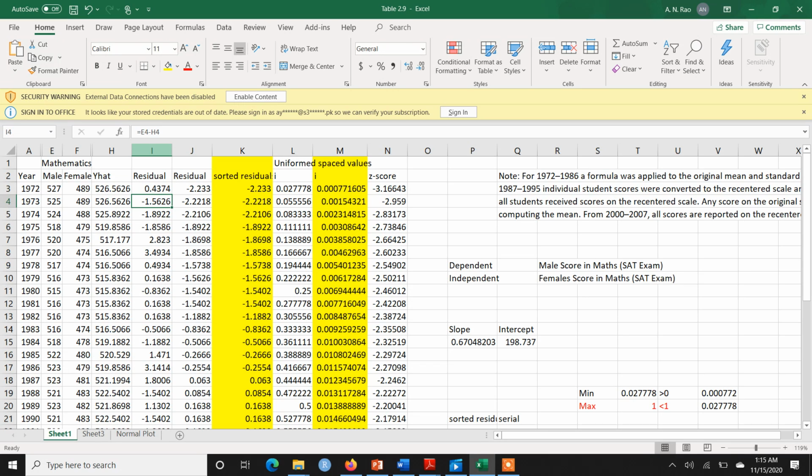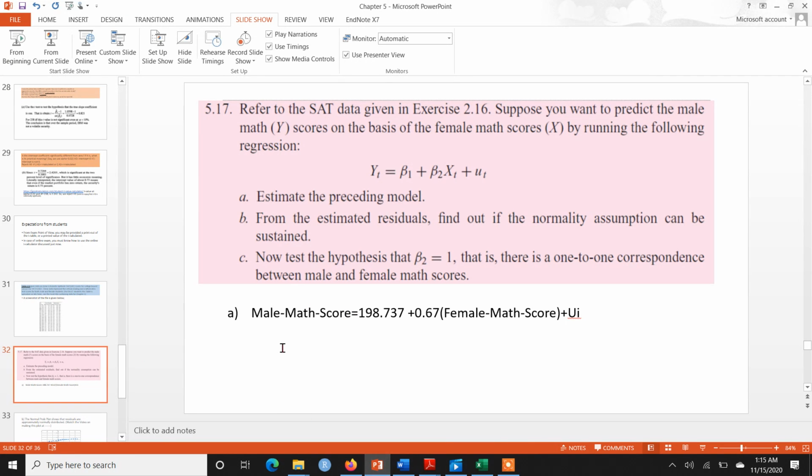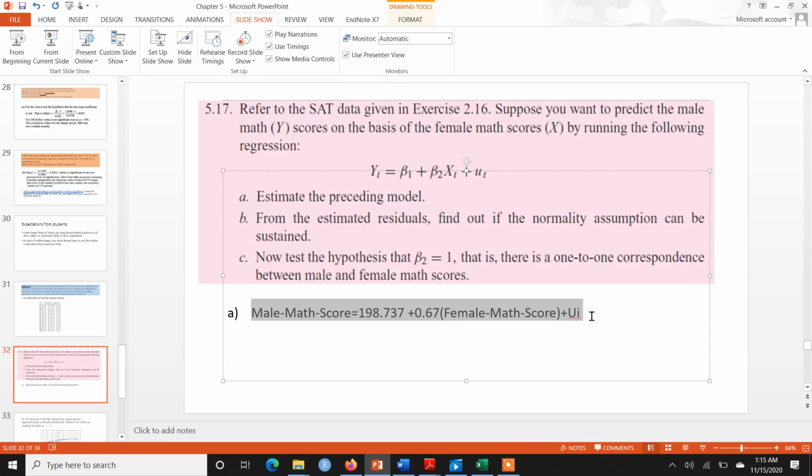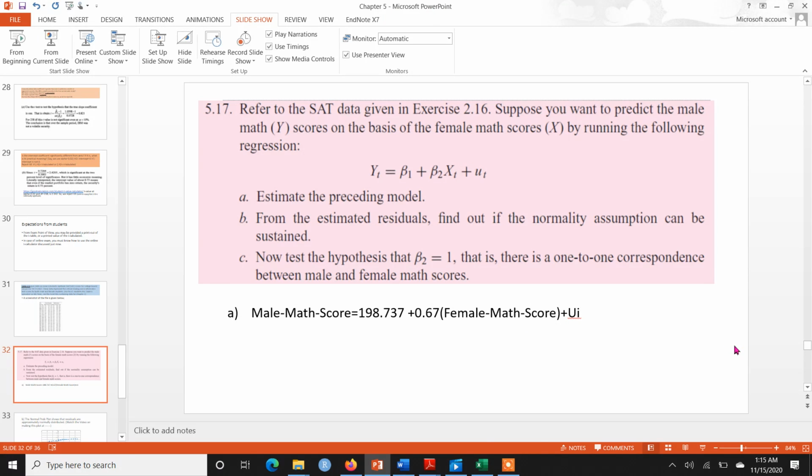If we have the residual scores, then by following the instructions in video number 9, you can easily make a normal probability plot of these residuals, and based on that plot, you can decide whether the data is normal or not. So in part A, we were to write the regression equation, which is simply intercept plus slope times the x variable plus the residual term. So this is the model that we can estimate using the given data.